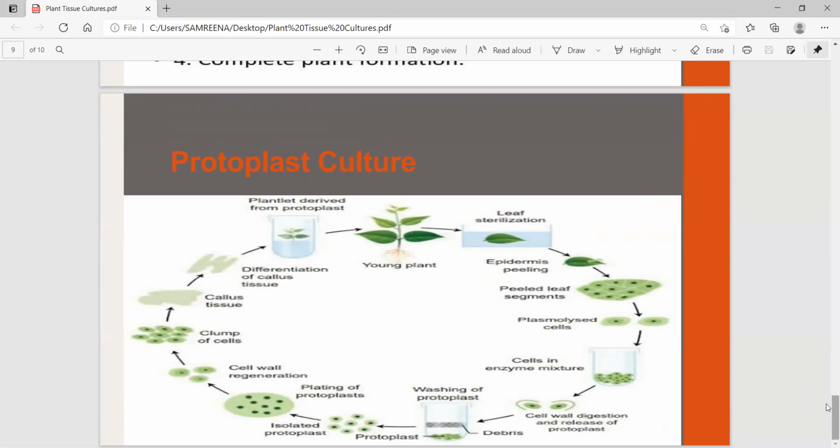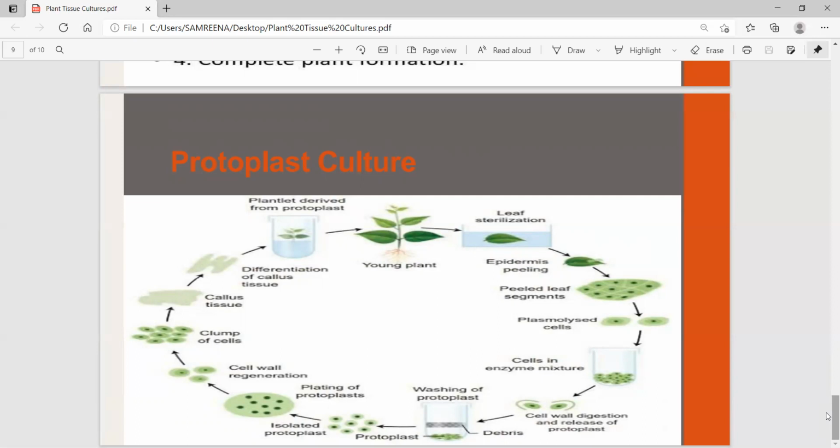Now, the last part of this lecture is protoplast culture. We can call the protoplast of a plant cell a naked plant cell because it doesn't have a cell wall. We can call it a single complete plant system from which we will be able to grow a whole plantlet. Protoplast culture is the culture of the entire plant cell without its cellulosic cell wall. So protoplast means the cell without the cell wall.